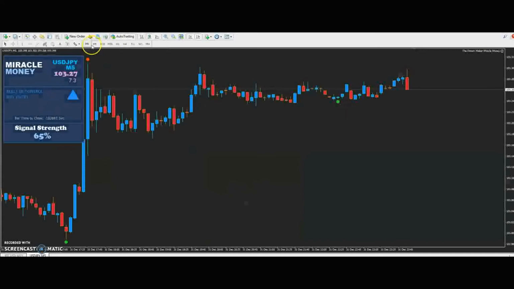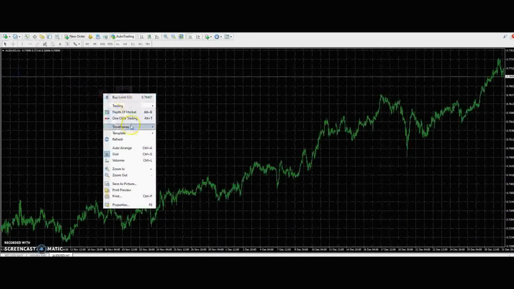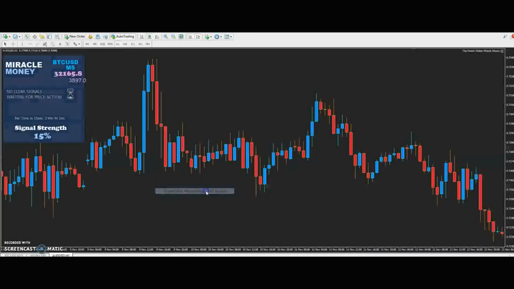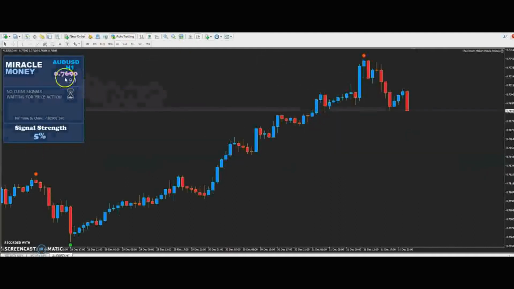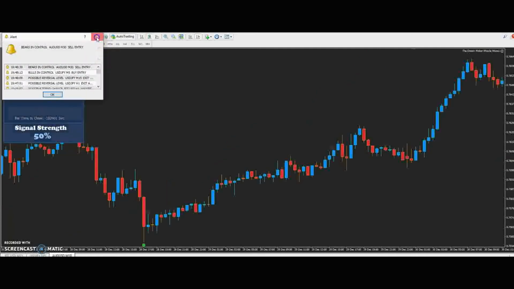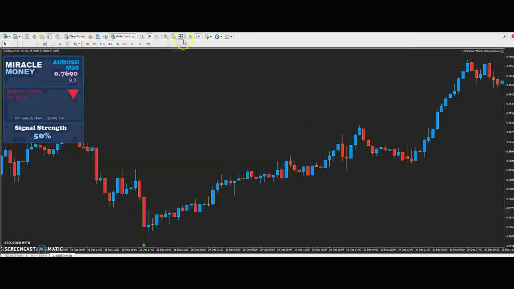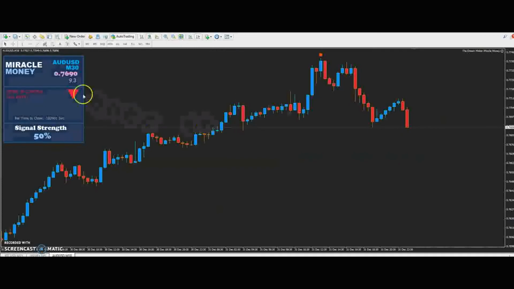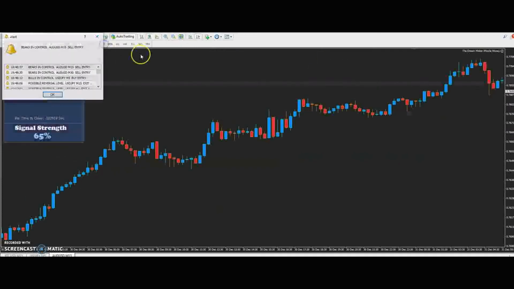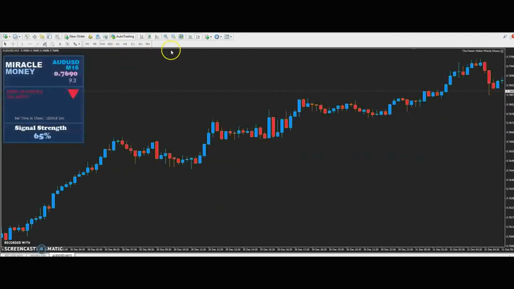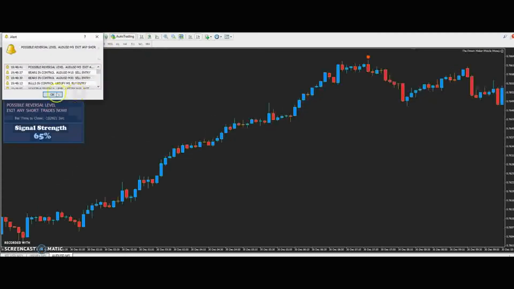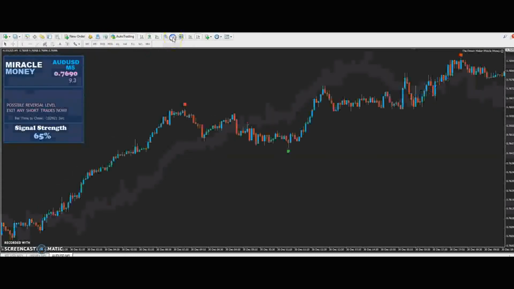Bulls are in control here on 5 minutes. Let's go to another one. I'm just going to show you guys some examples. As you can see, it's going bearish. See, bears in control, sell entry. On 30 minutes, bears in control, possible reverse level.